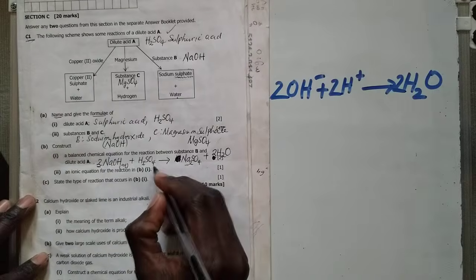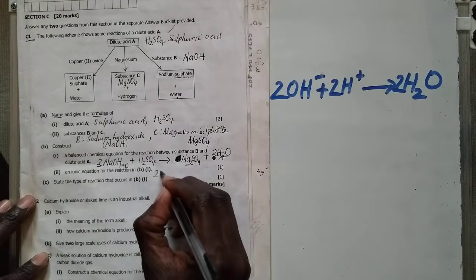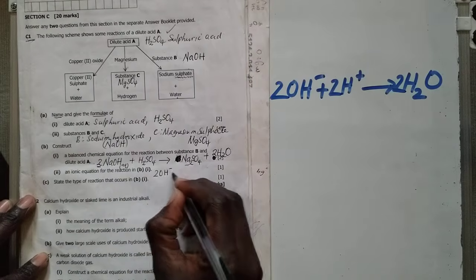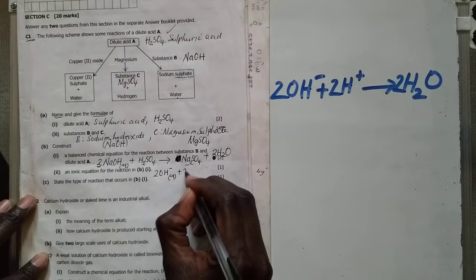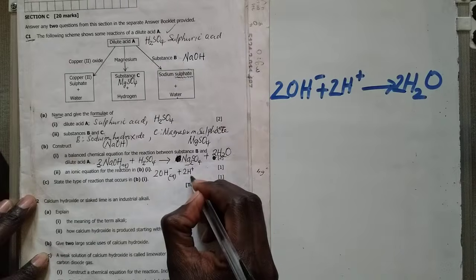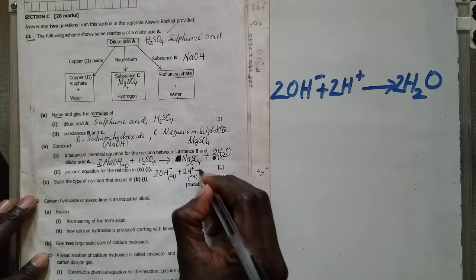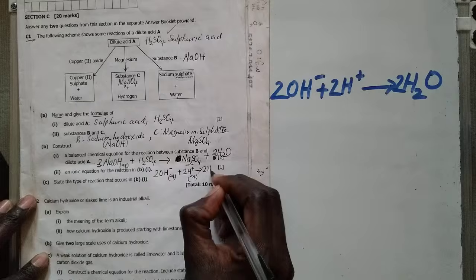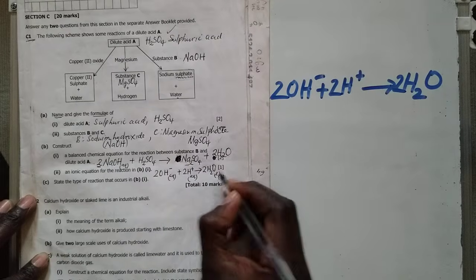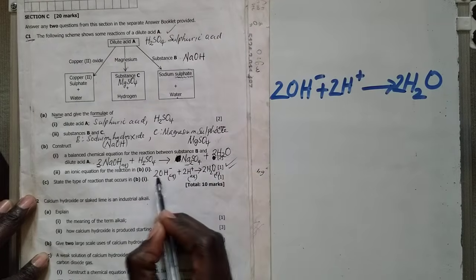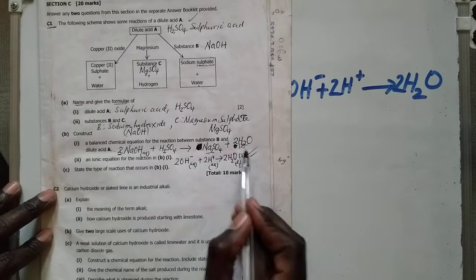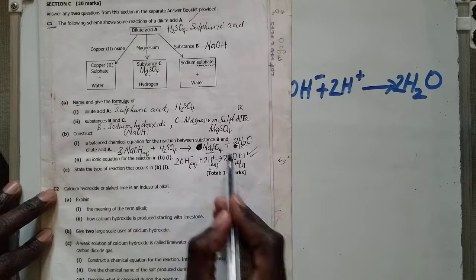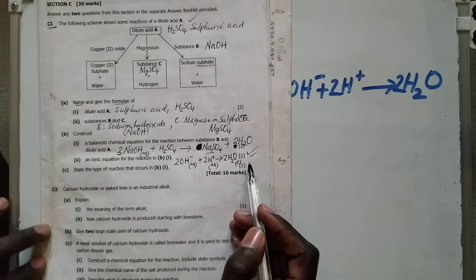So the ionic equation would actually be 2 hydroxide ions, which are aqueous, coming from the base, plus 2 hydrogen ions coming from the acid, will react to produce 2H2O, which is in liquid form. So this was simply the ionic equation that they wanted you to write there. Please watch out for my other video where I show you how to form up ionic equations.